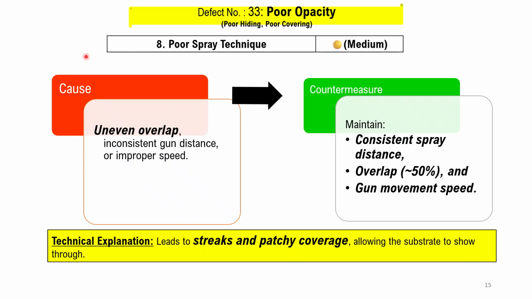Eighth probable reason regarding poor opacity of the paint could be poor spray technique. That is, uneven overlap, inconsistent gun distance, or improper speed. All of these lead to streaks and patchy coverage, allowing the substrate to show through. Therefore, we recommend consistent spray distance, overlap of about 50%, and steady gun movement speed.